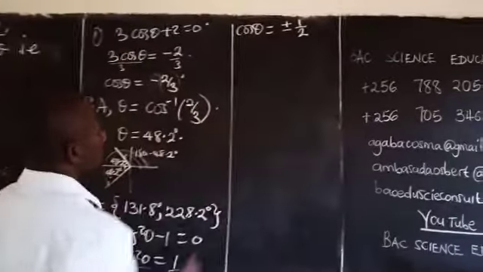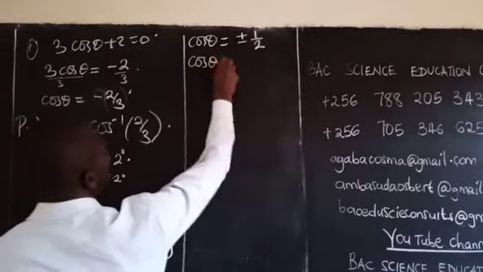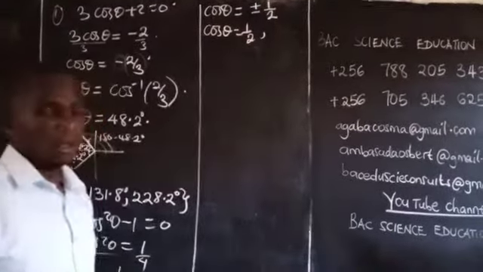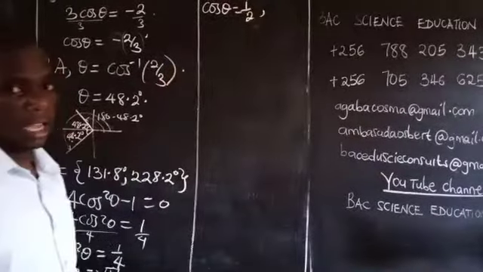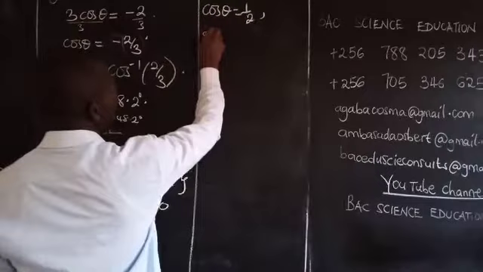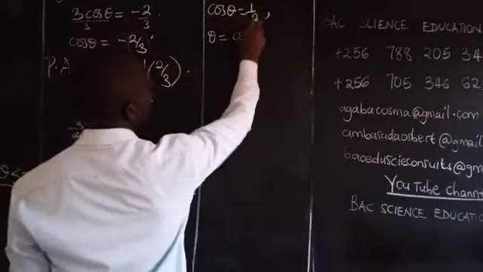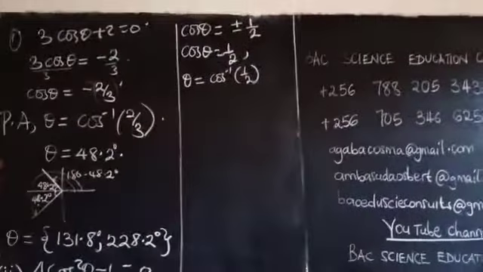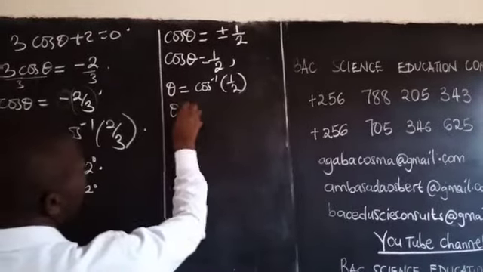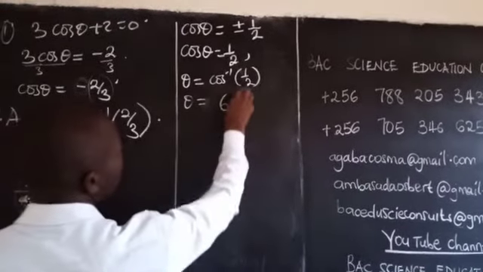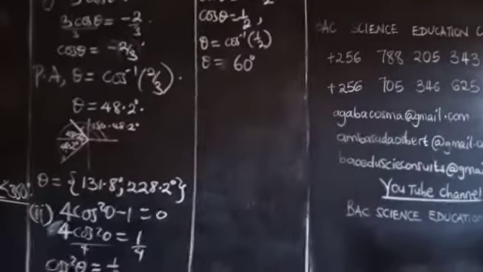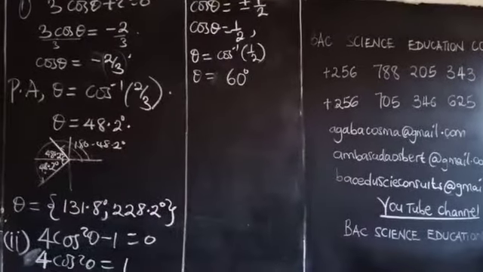So we can first see that if cos theta is a half, then what is theta? You can see that the cos is positive, meaning this angle is in the first quadrant and in the fourth quadrant. So what is our theta? The cos inverse of a half. That is our principal angle, which happens to be also in the same range. So theta equals 60 degrees. When you press on the calculator, you'll get the cos inverse of a half as 60 degrees.